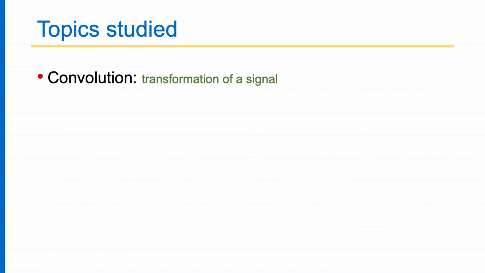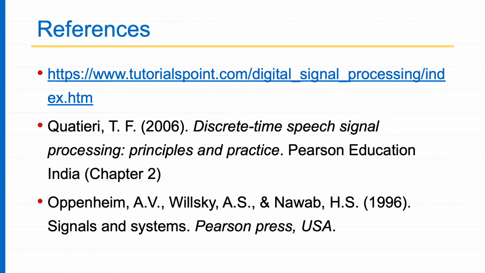Then we looked at correlation, which is used for similarity check: how similar are two signals or segments, let's say how similar is h of n with some segment of x of n. Okay, and the references for this lecture are here.